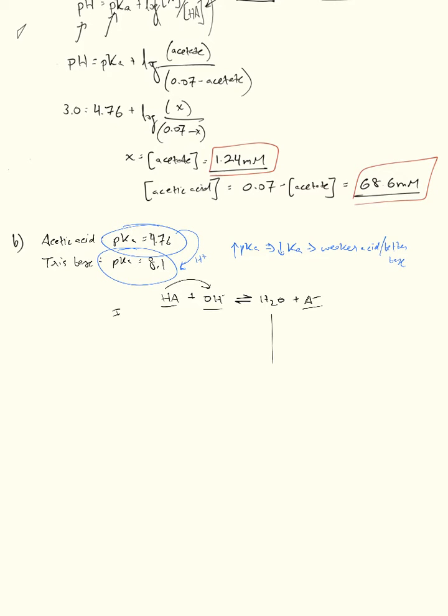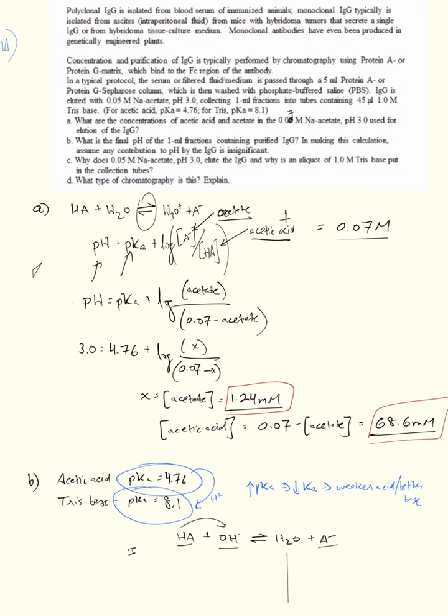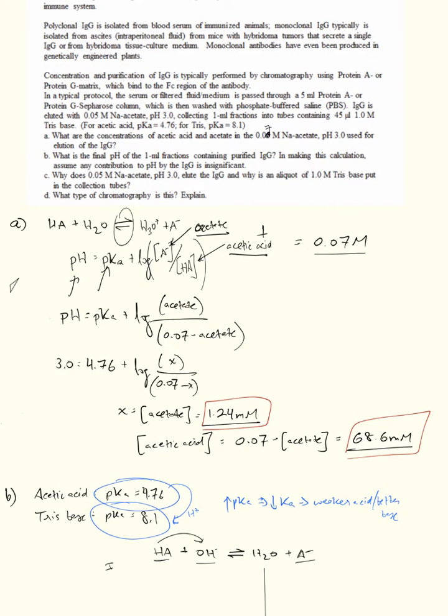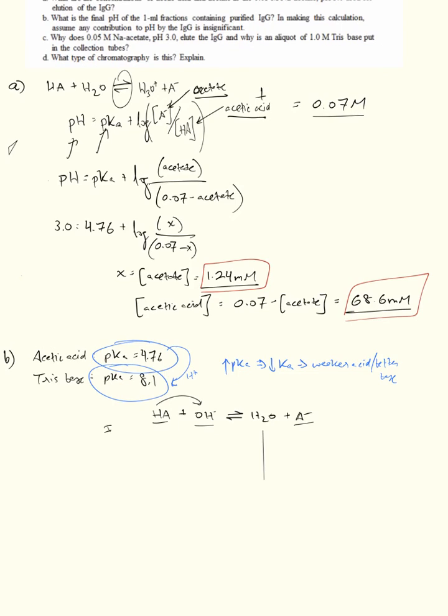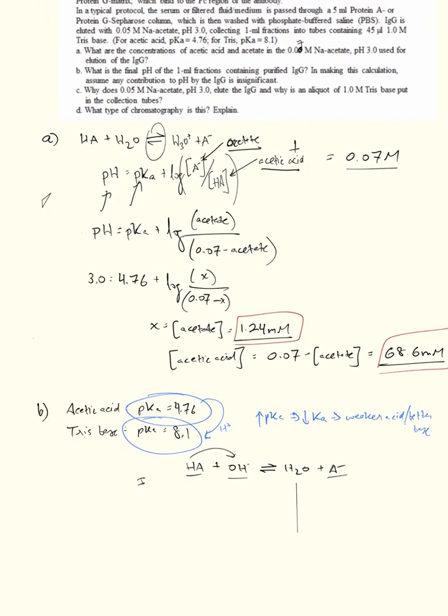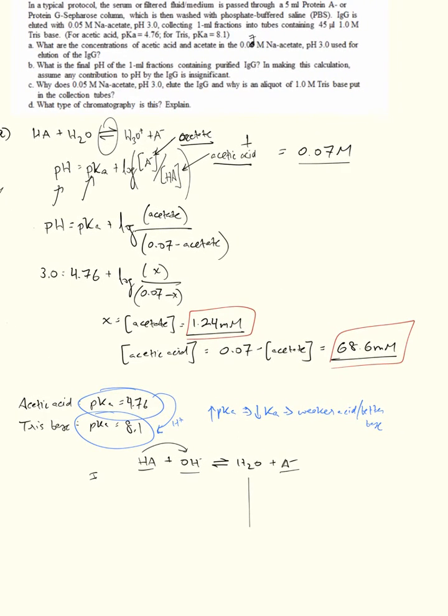We actually do. So one thing that you want to really take care of here is account for that 1 milliliter fraction that you see. You see in the problem it says containing 1 milliliter fractions into tubes containing 45 microliters of 1 molar tris base. So you really want to take care of that. So let's do the tris base first, since I believe that one's the easiest. So it says 45 microliters of 1 molar tris base.